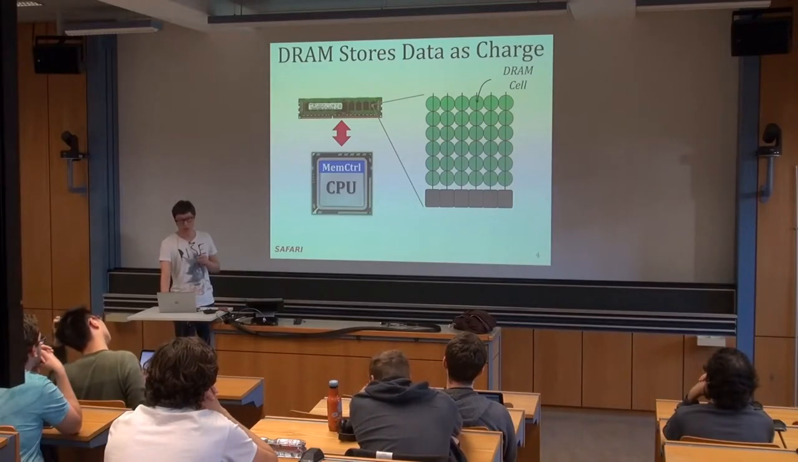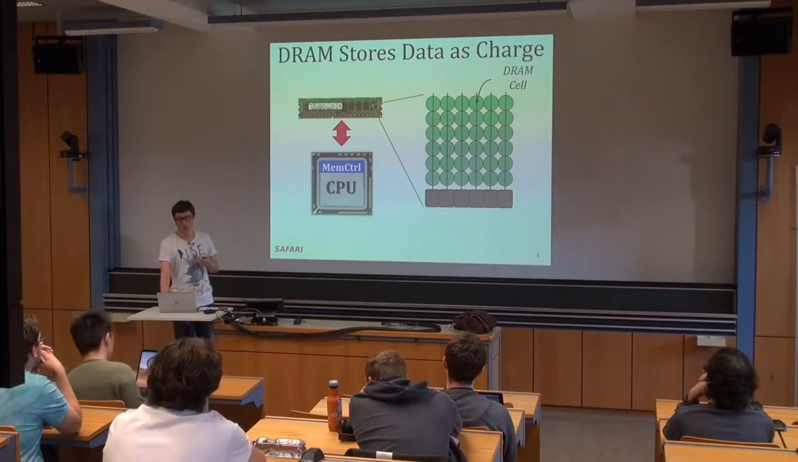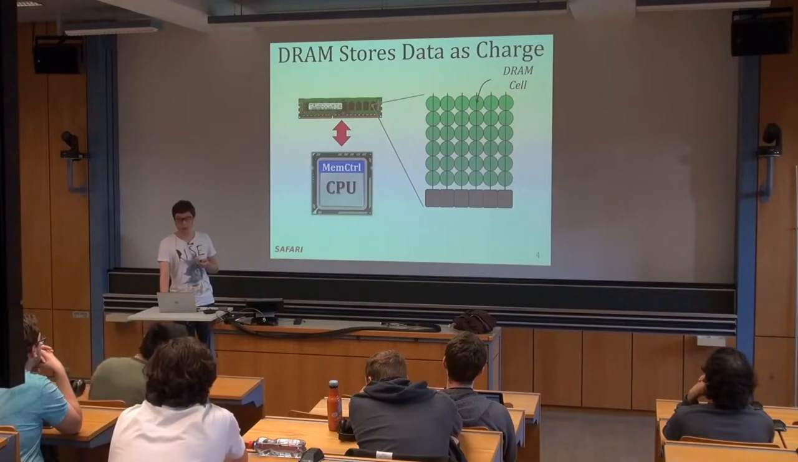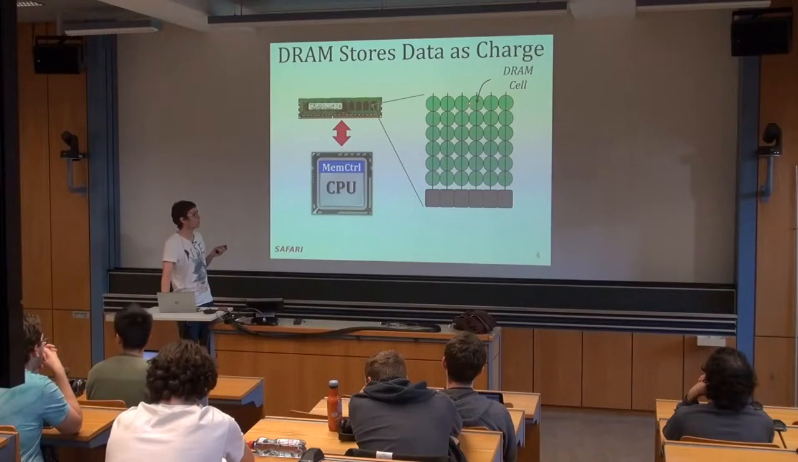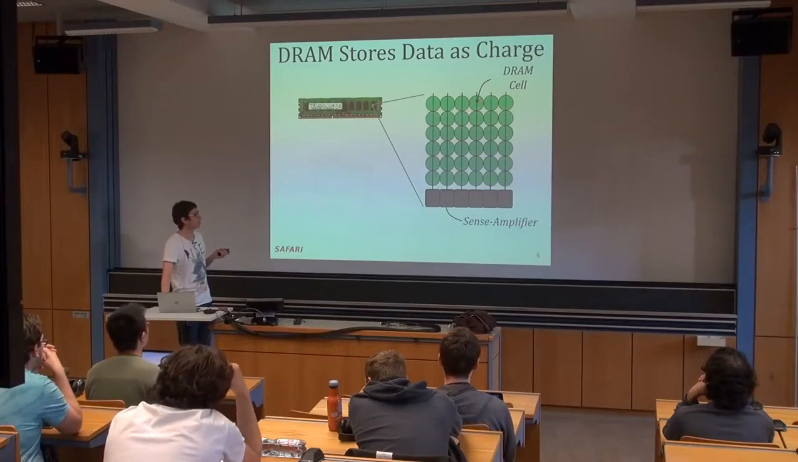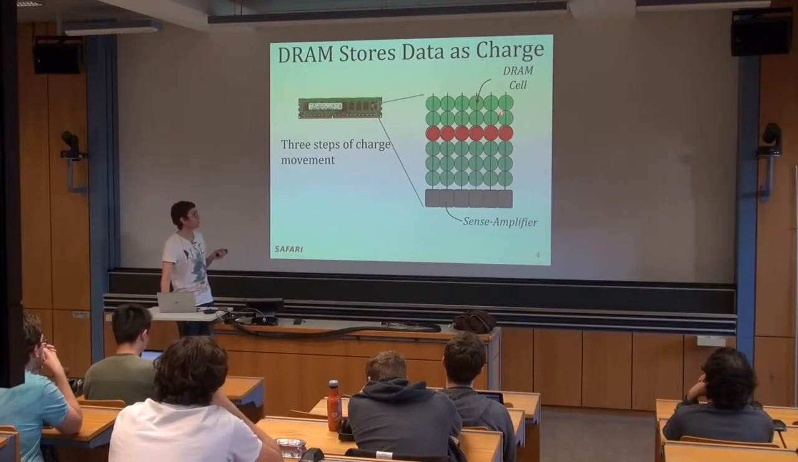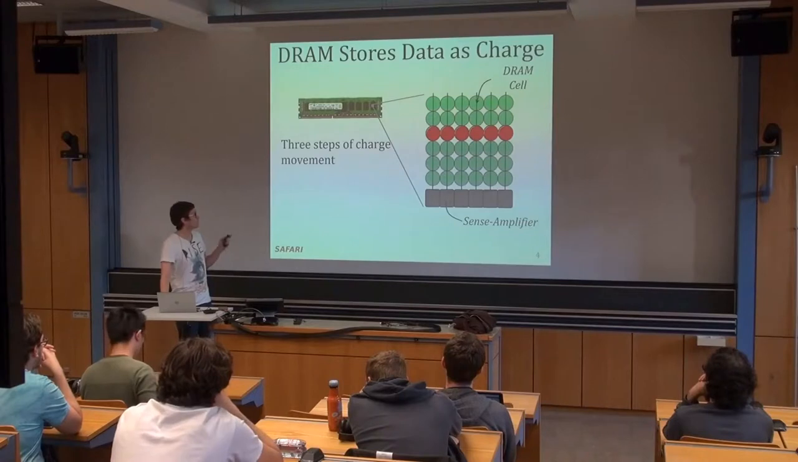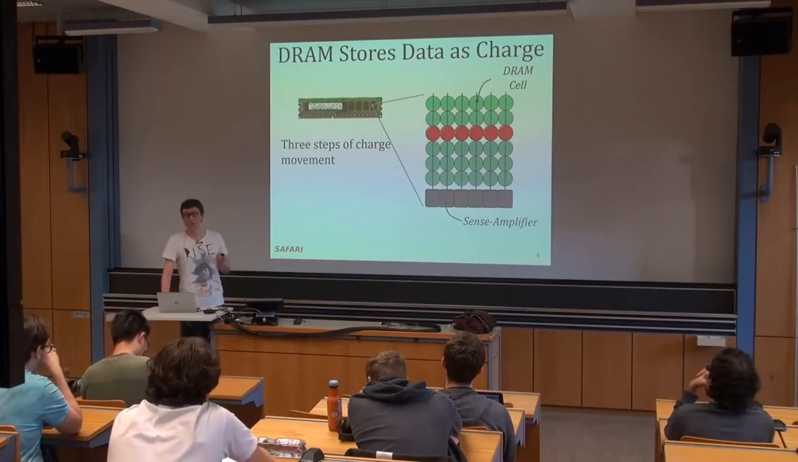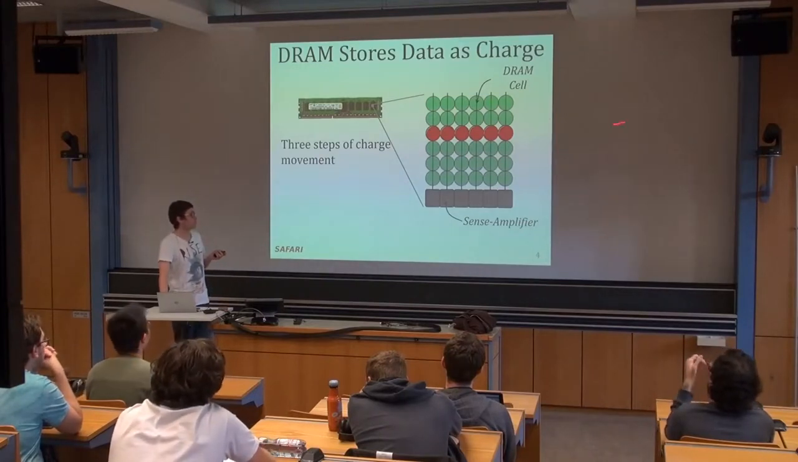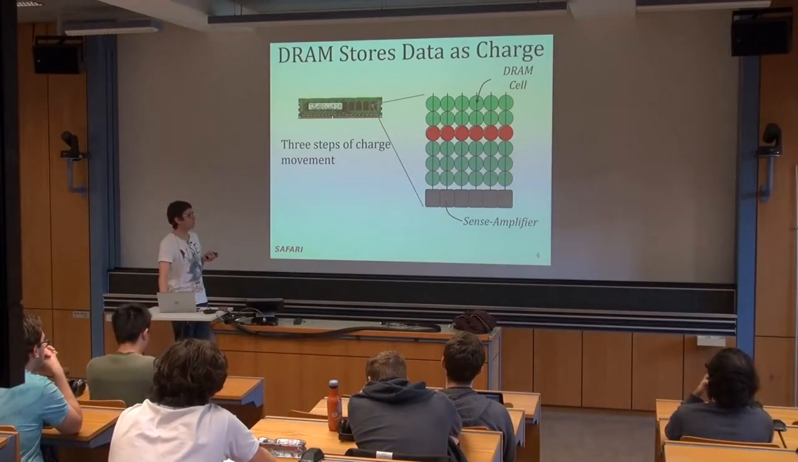Let me walk you through a typical read operation that's happening in DRAM. Let's assume that we are trying to access this DRAM cell over here. Those are the DRAM cell sense amplifiers. So we'll access a cell in this row here. There are three steps of charge movement when we perform a DRAM access. First we need to activate a row that is selected here.